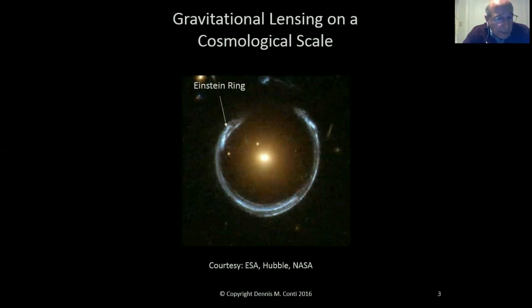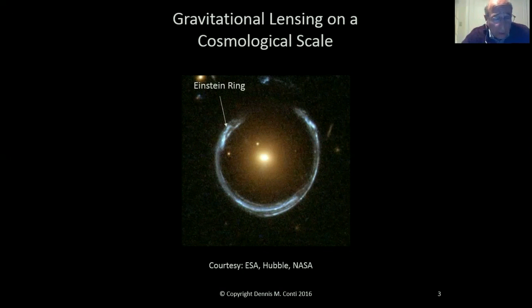And it just so happens that if the geometry is just right, that background galaxy forms a ring around the foreground galaxy. And that ring is of a certain diameter. In fact, if it's perfectly aligned, it will produce a ring, as you see in this picture. And the diameter of that ring is a so-called Einstein ring. And that is one of the keys to microlensing, as we'll see in a second.